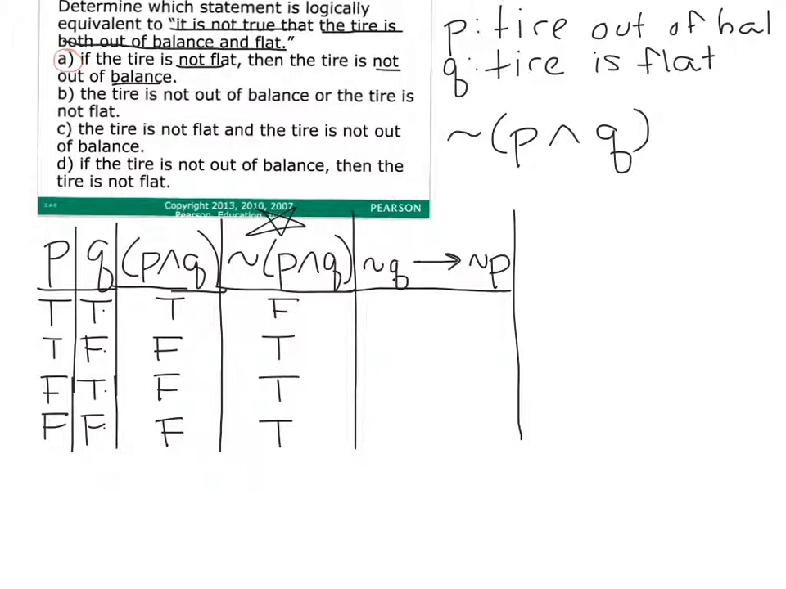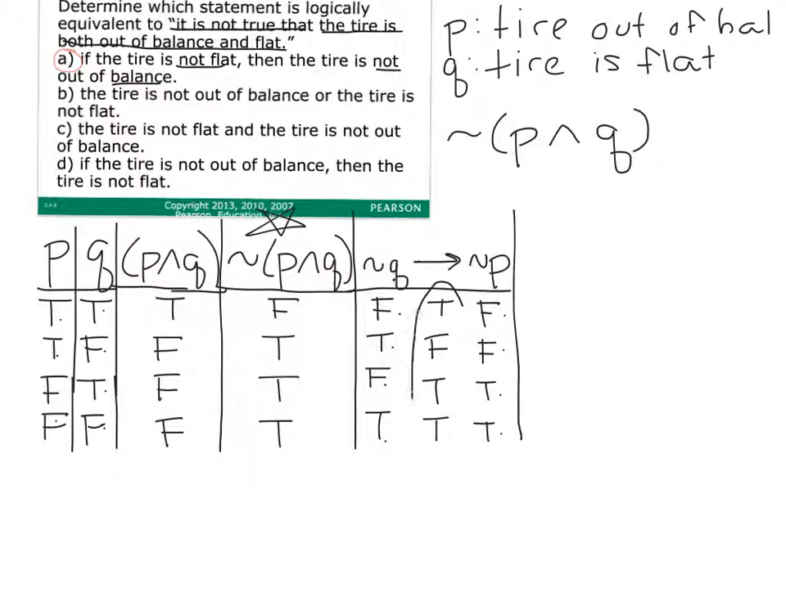Okay, so let's negate Q first. So Q is true, false, true, false. So the negation of Q is false, true, false, true. Then we need to negate P. Well, P is true, true, false, false. So the negation of P is false, false, true, true. And then you need to apply the conditional statement. Okay, well, the only time that conditional is false is if you have a situation where it's a true, false. So, because we have false, false, that's true. True, false would be false. False, true is true. And true, true is true.